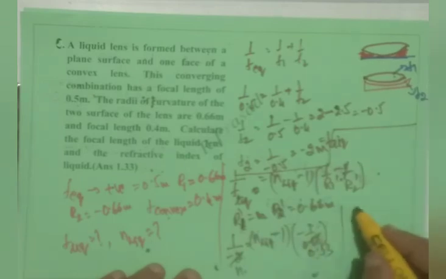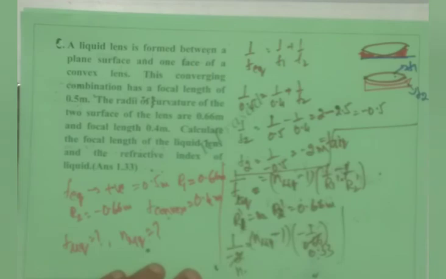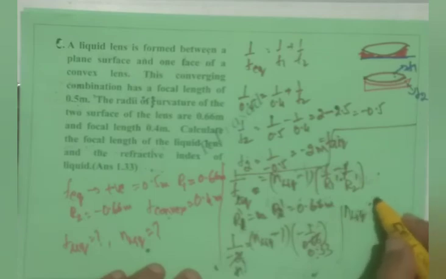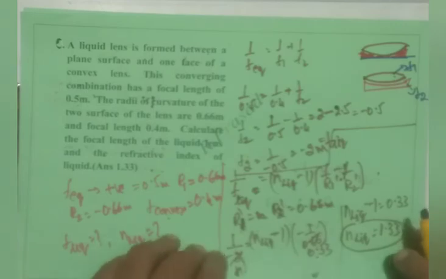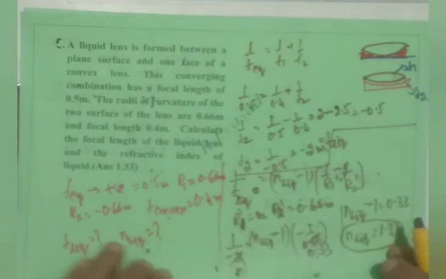Now we have, 2 ones are 2, 2 threes are 66. Therefore, N liquid minus 1 equals 0.33. N liquid is 1.33. This is the value of the refractive index of the liquid. So that ends the problem now.